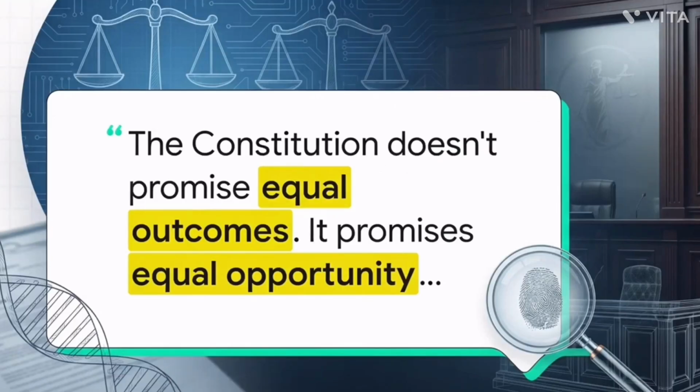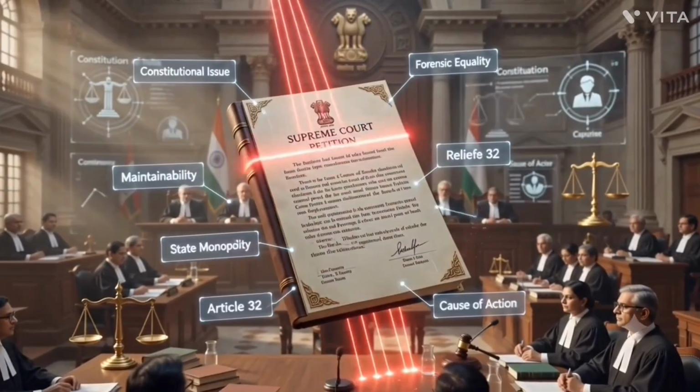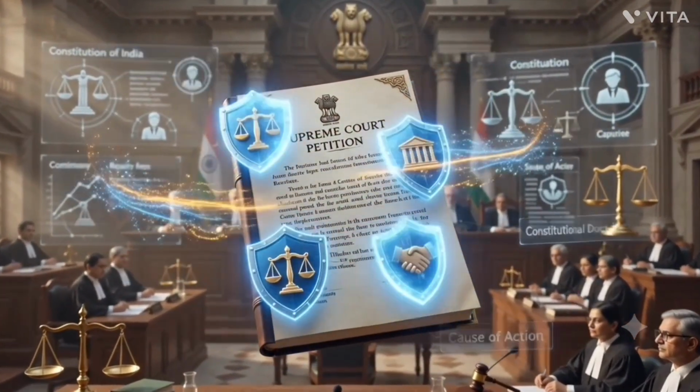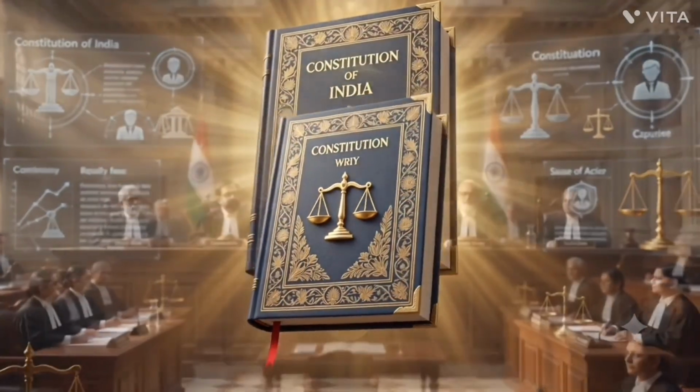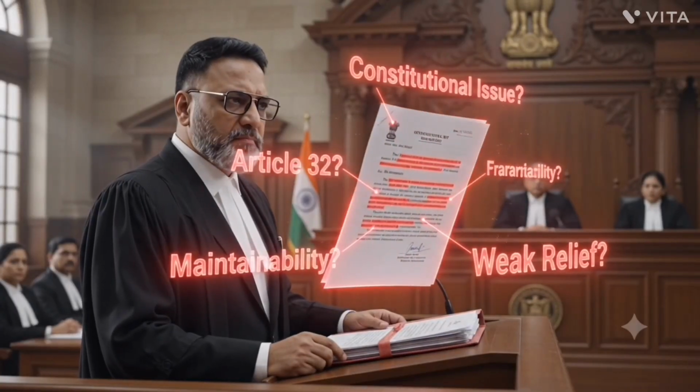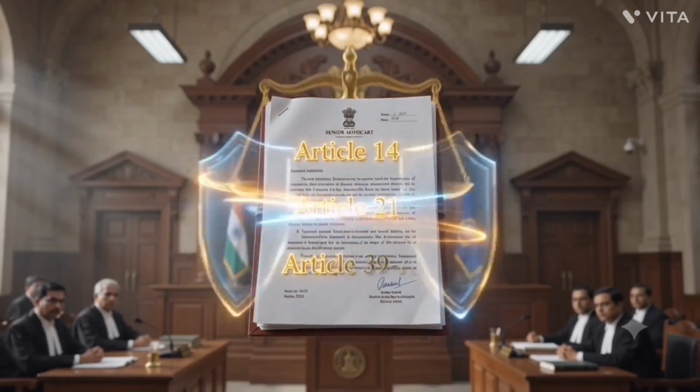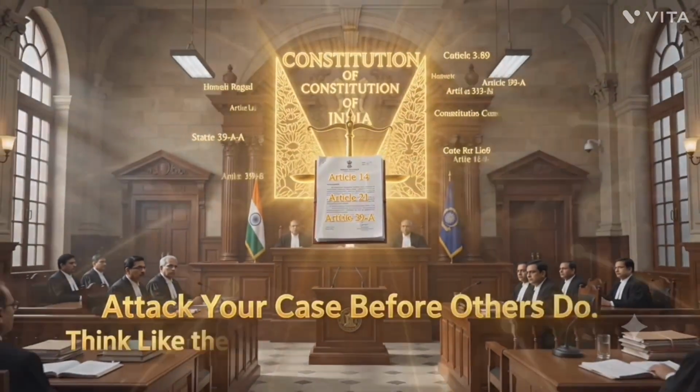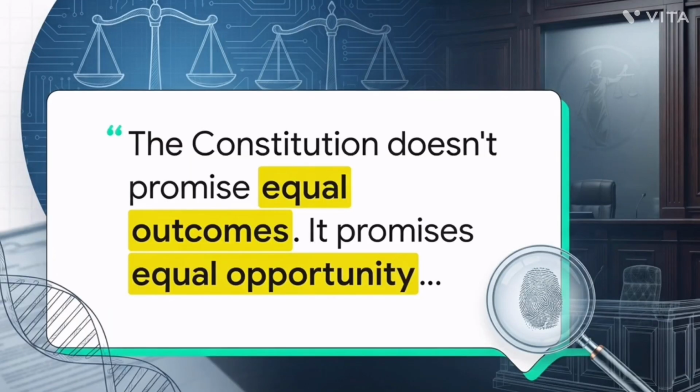Finally, Section 5, Equal Opportunity Before Liberty, and Rethinking Justice and Science. This quote from the source just beautifully captures the entire philosophy behind the doctrine of forensic equality. The Constitution doesn't promise equal outcomes. It promises equal opportunity before liberty is taken away. True equality and true liberty require so much more than just equal treatment on paper. They require the actual, tangible opportunity to contest the evidence itself.